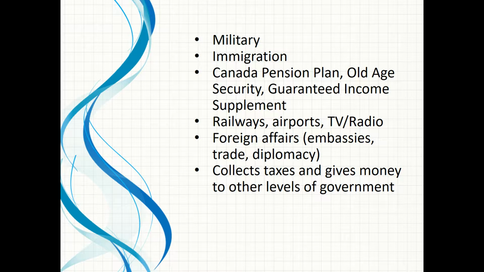They're responsible for staffing, training, and funding the military. They set immigration policies. They run the diplomatic embassies around the world. They also fund and manage the Canada Pension Plan, old age security, and guaranteed income supplement. These are all three retirement income or retirement money for senior citizens. And that's money that's given to them by the federal government once they retire, typically at age 65 and later.